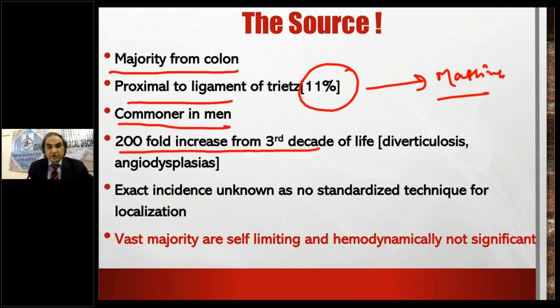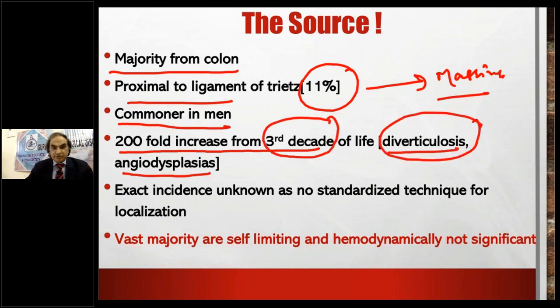It increases 200-fold. If you're asked a question, especially the undergraduates are very keen on knowing the percentage. There's a 200-fold increase from the third decade of life onwards, where diverticulosis and angiodysplasias are the cause. Remember, diverticulosis is the most common cause in the West. Angiodysplasia is the most common cause in the elderly. And angiodysplasias occur mostly in the right colon. Therefore, the most common source of bleeding in the elderly is the right colon.